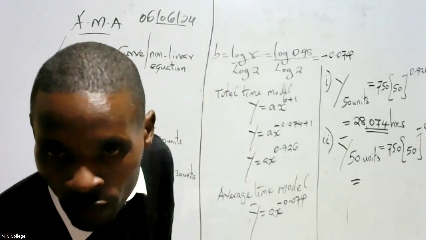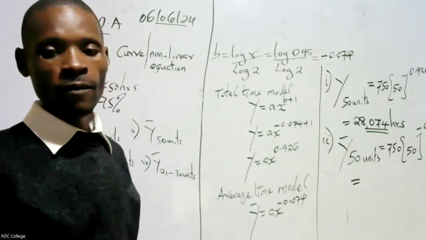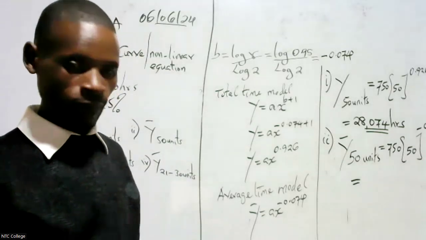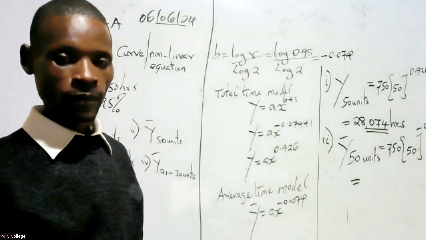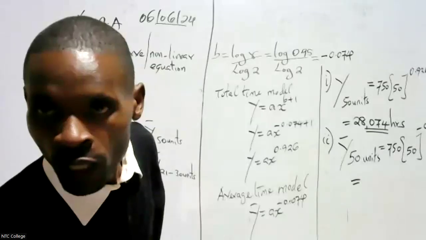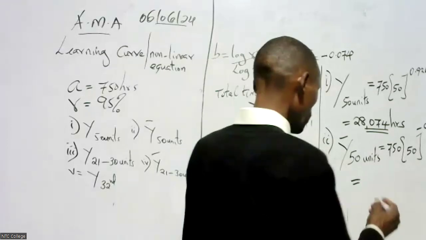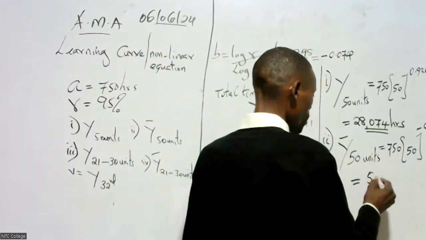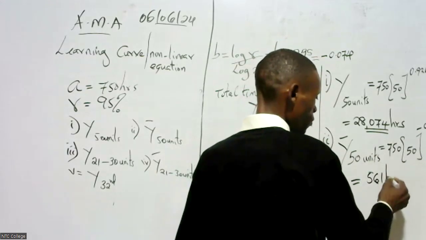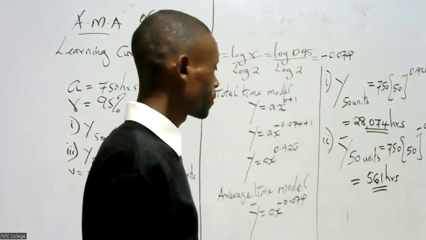Very good, Abdi has gotten it there. What about Mgama? Good. That is it. Now we are together, 100%. So here I have 561. Even you can have that 561 hours.